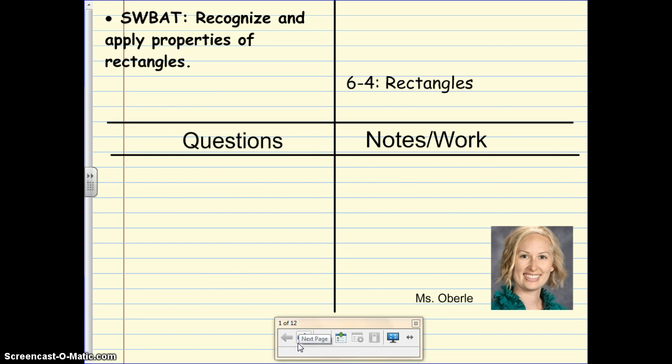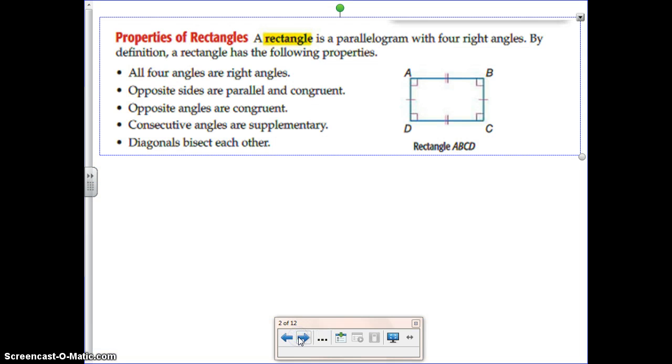By the end of this lesson, you will be able to recognize and apply properties of rectangles. So, there are a few properties you should know. First of all, and I know you know this, but all four angles must be right. Opposite sides are parallel and congruent. Opposite angles are congruent. And consecutive angles, the ones that are in a row, are supplementary.